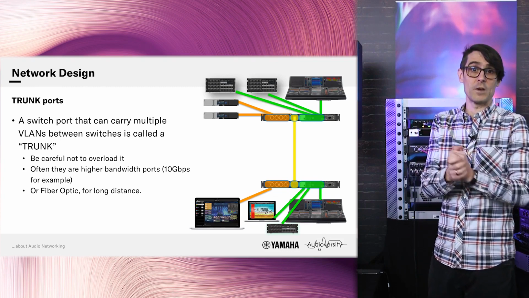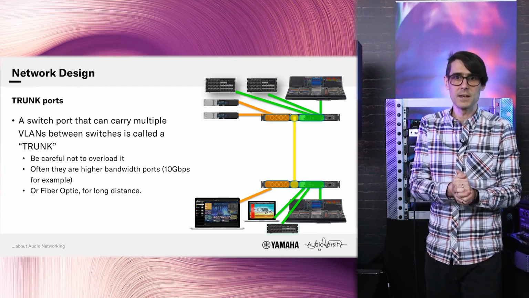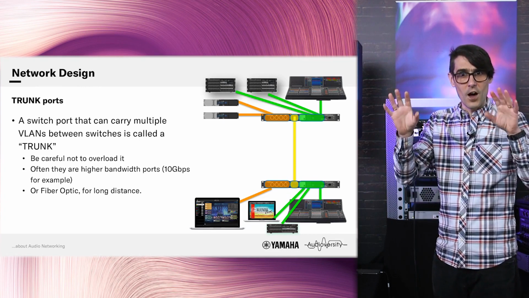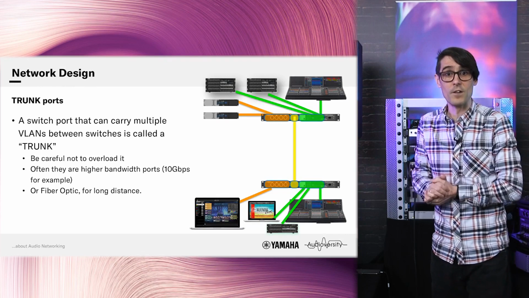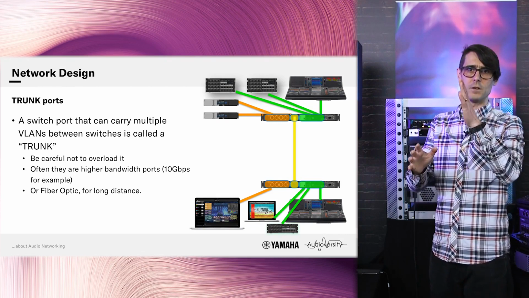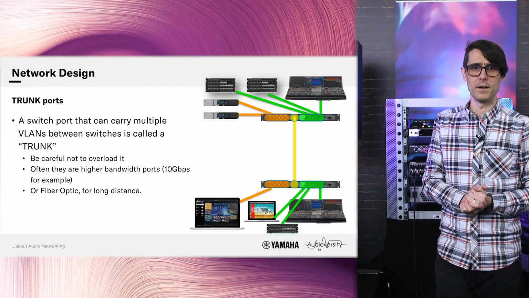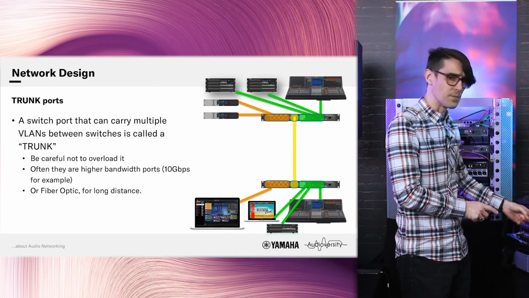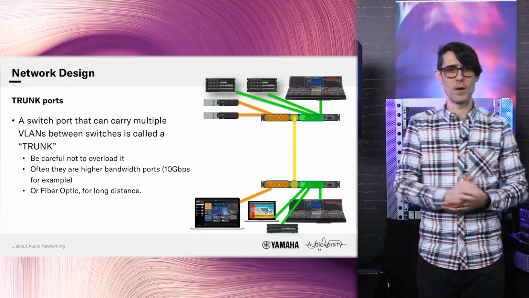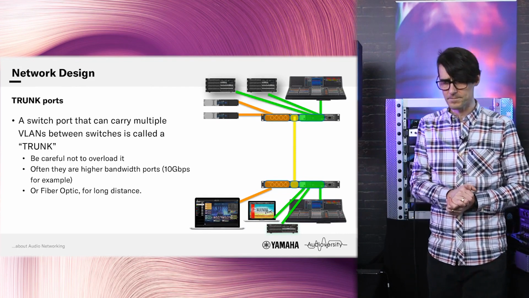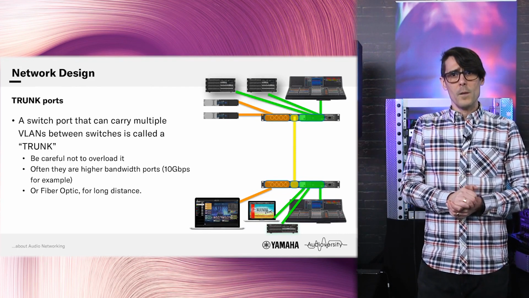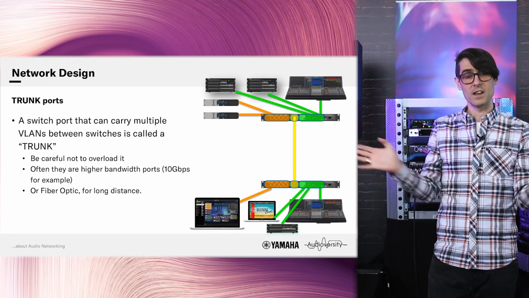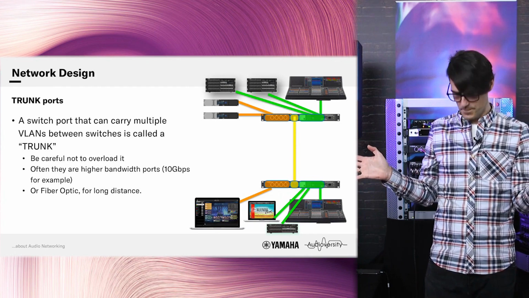Because if the bandwidth of your trunk is 1 gigabit per second, then you should make sure both VLANs, when combined, are not overloading that. So often you would want to use a trunk with higher bandwidth ports, maybe 10 gigabits per second, for example, like some of these switches have with their fiber optic cables. But it can be a risk. All your data is in one cable. If that's cut, all your data is gone.